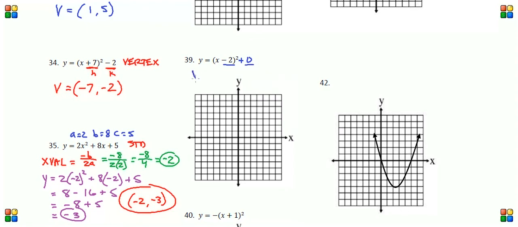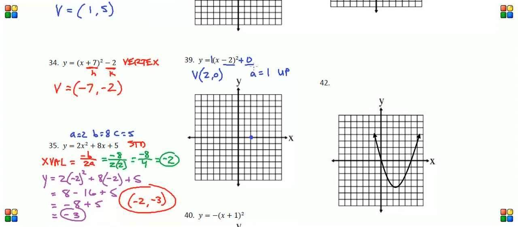That means our vertex is going to be at positive 2. We flip the h value, and we keep the k value. There's our vertex. And again, our a value is positive 1. So our vertex is going to be at 2, 0. Our a value is positive 1. That means our graph is going to face up, or open up.